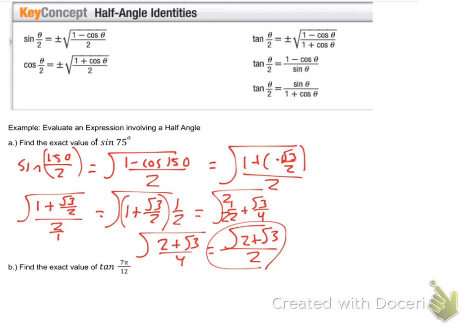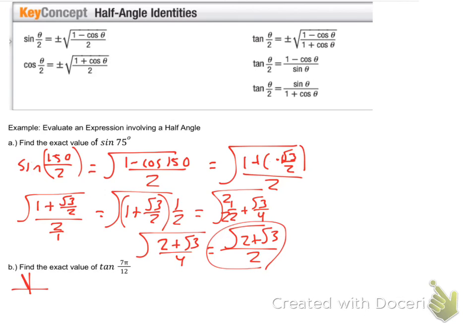The next one is a tangent. Tangent has 3 options. 7 pi over 12 would actually be pushed a little bit further into the second quadrant. Tangent's negative. Because I can see that really easily, I'm going to choose the top problem, and I'm going to actually find out what theta is and then use the one with the square root. It will not matter. As long as I know what theta is, the sign will come along.